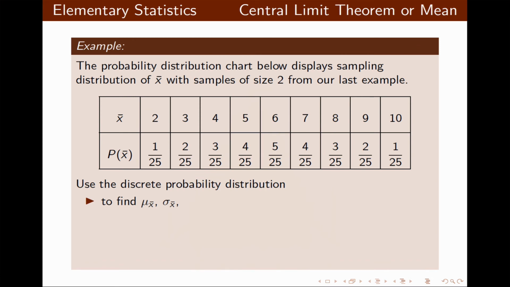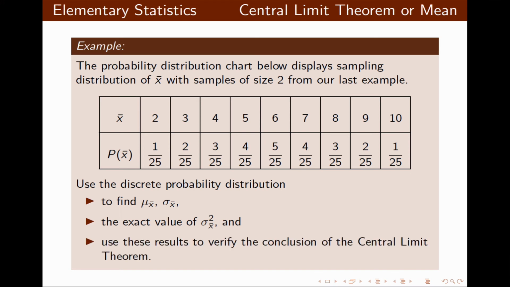Now we're going to place the x bar and probability of x bar in list 2 and list 3, and then we're going to find the mean, the standard deviation, and the exact value of the variance. And then we're going to use these results to verify the conclusion of the central limit theorem.